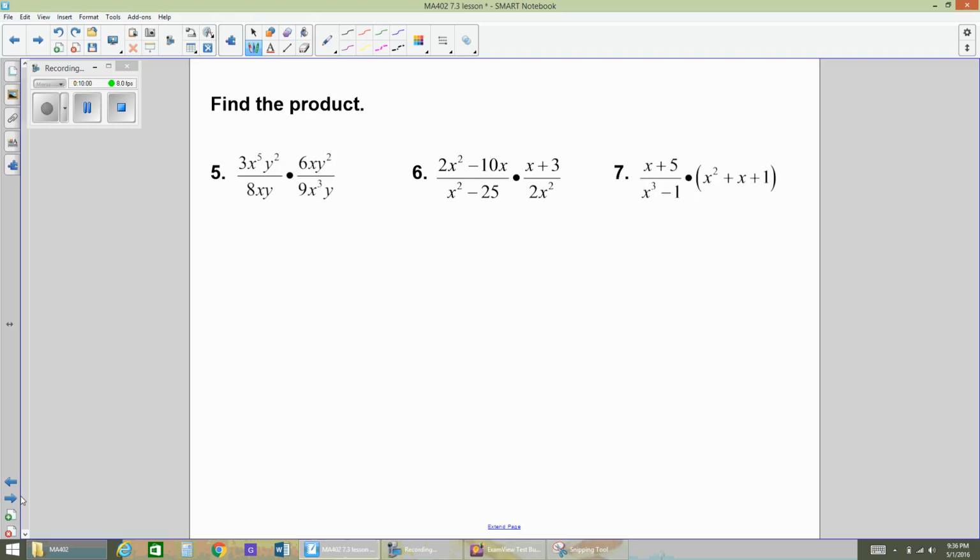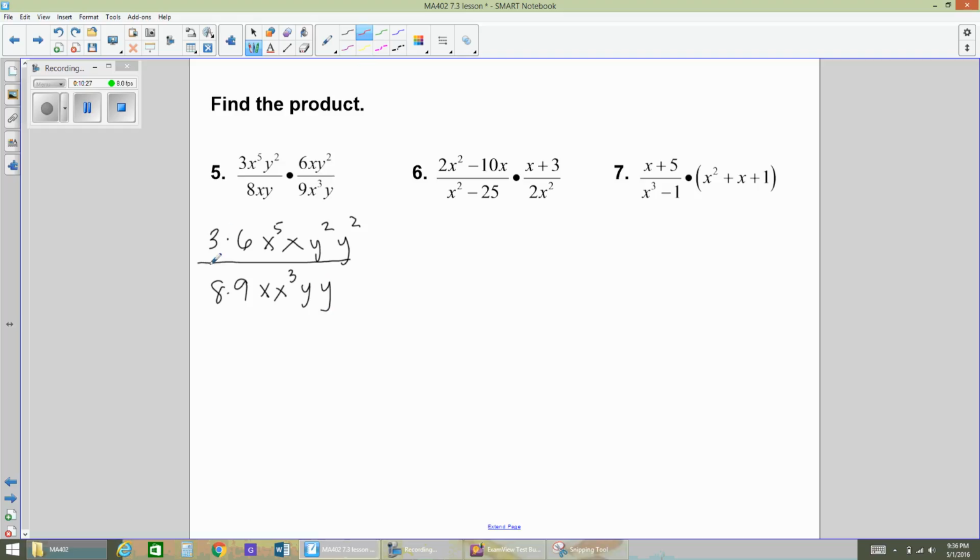Alright, so here's some more practice problems for us. I'm just going to start working them through. Let's see, this is 3 times 6 times x to the 5th times x times y squared times y squared. Now if you can do it in your head at the same time, go ahead. You know I can, but I also know that you guys like it when I show work.